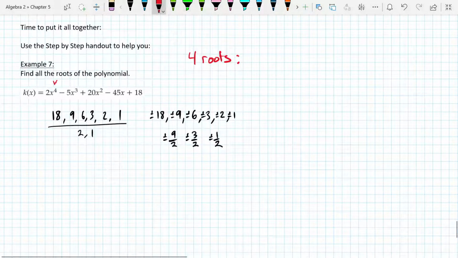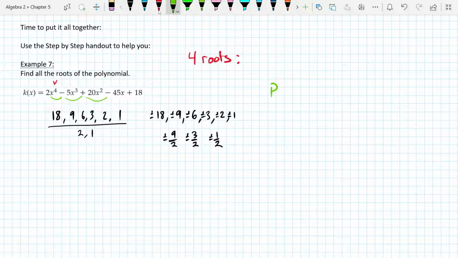I'll do this one with green here. I check my sign changes. This is for the positives. Positive to negative, negative to positive. Positive to negative, negative to positive. That is 4 sign changes, so I could have 4, 2, or 0 positive roots.